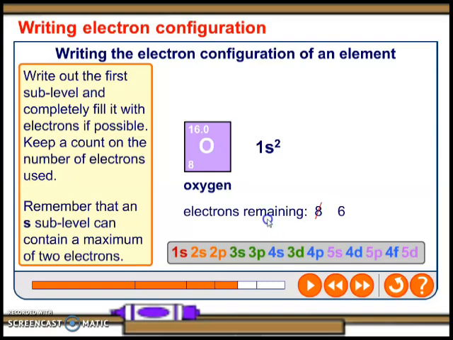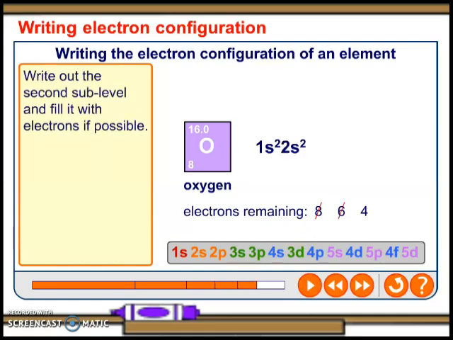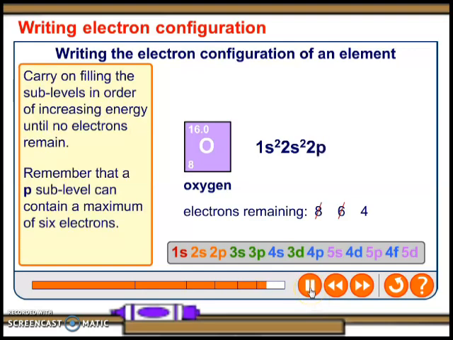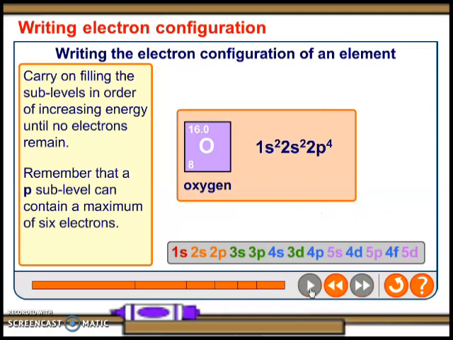Remember that an S sublevel can contain a maximum of 2 electrons. Write out the second sublevel and fill it with the electrons if possible. Carry on filling the sublevels in order of increasing energy until no electrons remain. Remember that the P sublevel can contain a maximum of 6 electrons. So here is the electron configuration of oxygen: 1s2, 2s2, 2p4.